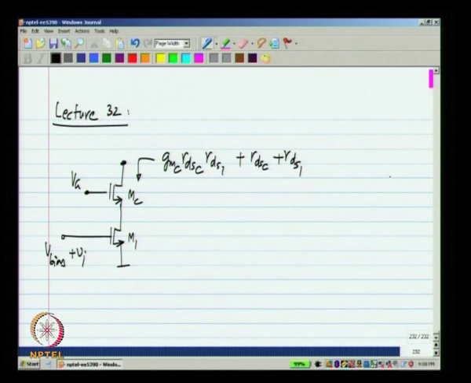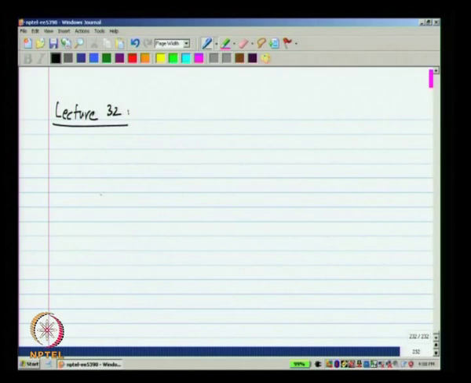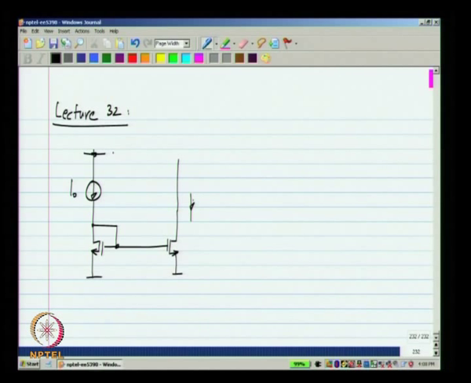Now, where can we use these cascodes? They are actually used very widely in integrated circuits. Let us start with a current mirror, which is used as a current source. If we have a current I naught, the output current nominally is also I naught. Let me terminate the output with a voltage source, V term, and this current is also I naught.